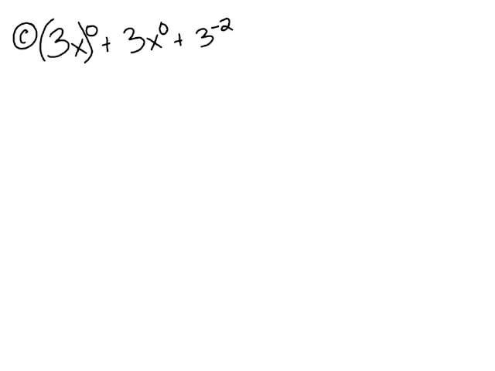Okay, let's do another one. So our example C here is 3x to the 0 power plus 3x, that is inside brackets, to the 0 power, plus 3 to the negative 2. Okay, whenever we have 0 as our exponent, whatever is underneath that 0 turns into a 1. So I have a 3x inside brackets raised to the 0 power. So that turns into a 1.